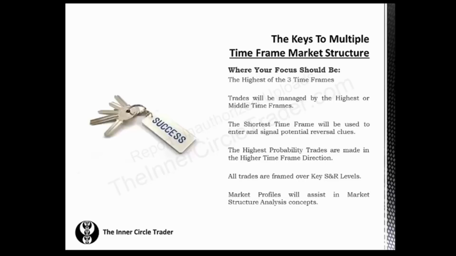And then your 1-hour chart would be used for timing purposes. Okay, so the shortest time frame in that regard for swing trading would be the 60-minute chart. So your entry signals would be derived from having studied the market structure on the daily and the 4-hour. Then your 1-hour chart would facilitate the specific entry point. Okay, so in other words, you would do your entry concepts and techniques on the 1-hour chart for swing trades. The highest probability trades are made in the higher time frame direction.